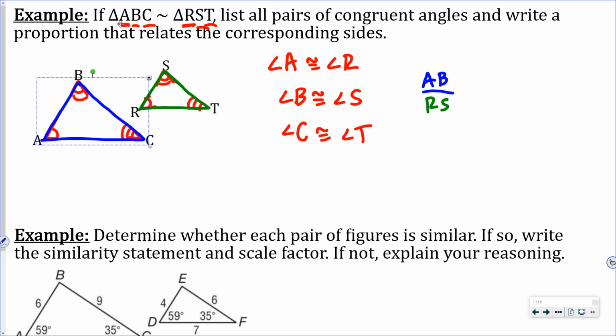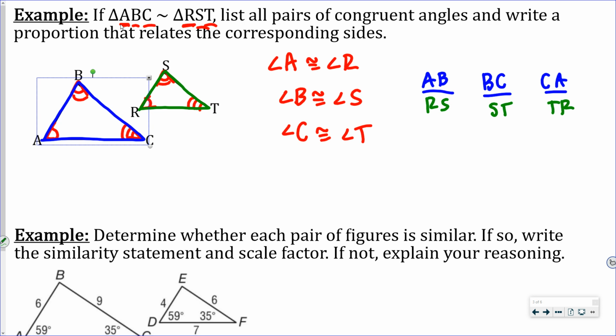Okay. I'm going to go down my triangle here. So BC. And notice how I'm keeping the blue ones on top. So if I'm going to write the ratio this way from blue to green, I have to be consistent because I'm going to set up a proportion here. So blue to green corresponds to ST. And then C to A corresponds in my green triangle to TR.